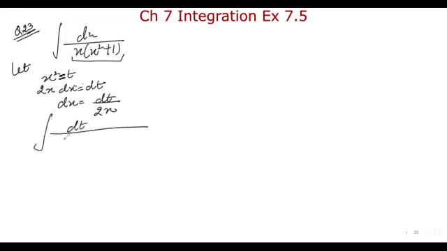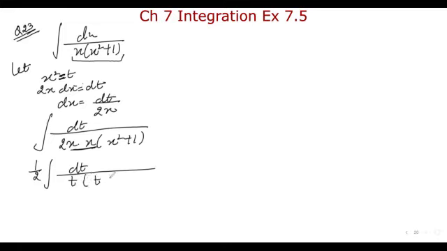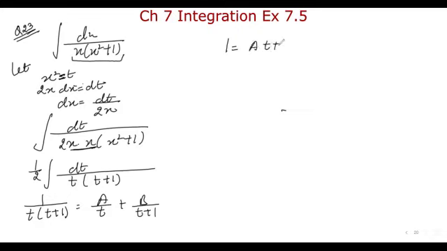Replace dx with dt upon 2x into x square plus 1. 2x into x is x square. This is 1/2 dt upon, x square is t, x square plus 1 is t plus 1. Again apply the partial fraction. 1 upon t into t plus 1 is a upon t plus b upon t plus 1. So on taking the LCM, it will be a into t plus 1 plus b into t.